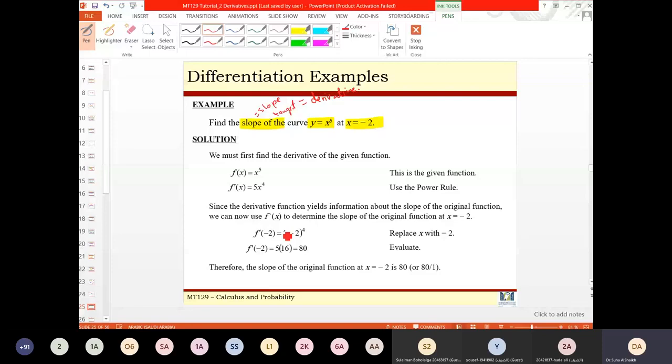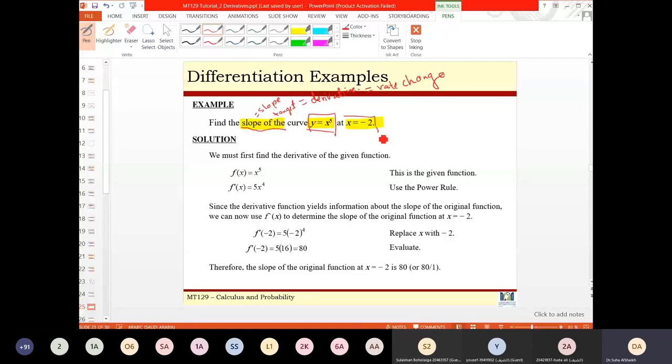The derivative means the rate of change. Sometimes they ask, what is the rate of change? They all mean the same: the rate of change, the derivative, the slope of the tangent line, the slope of the curve. This is the curve, this is the y, and this is the point. So for the slope, I need to find y dash.